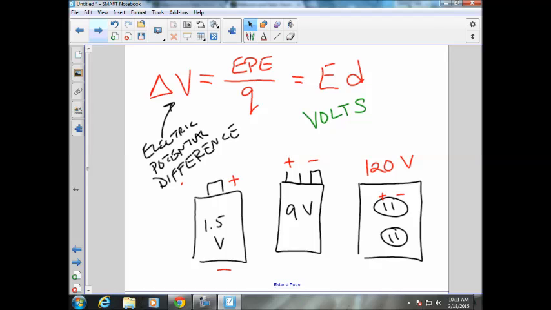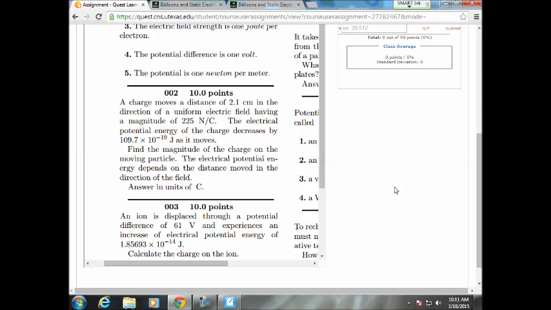Let's do a couple examples. Number 2. A charge moves a distance of 2.1 centimeters in the direction of a uniform electric field having a magnitude of 225 newtons per coulomb. What kinds of things are we given here? That's a distance. What do you have to be careful of with that distance? We're looking at the wrong units for all the calculations we have ever done, so we've got to do a unit conversion on that. What else is given to us?